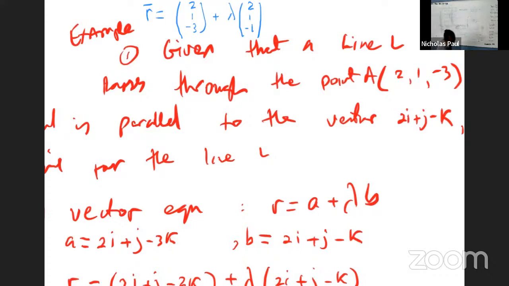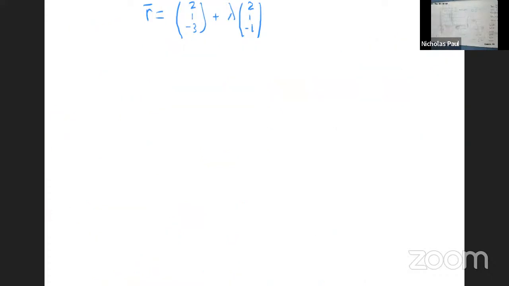Right, let's check it out and see. So that's the vector equation there: (2, 1, -3) plus lambda (2, 1, -1). Always remember the point on the line is a, that'll help you get a, and the parallel vector is b. So r is (x, y, z).